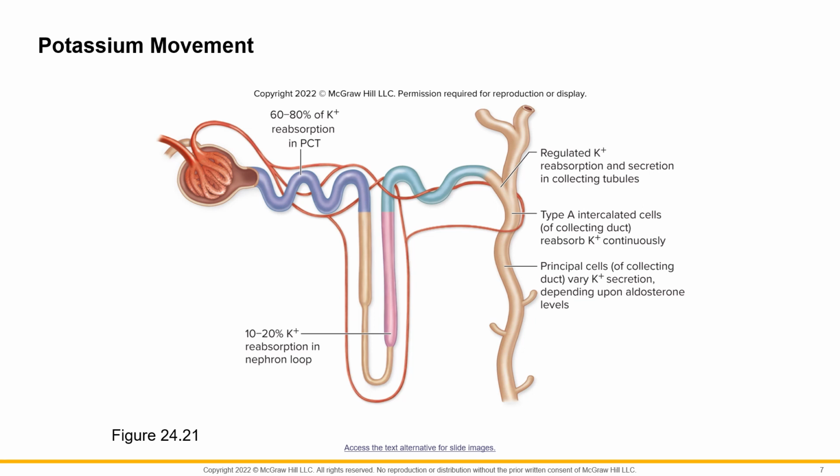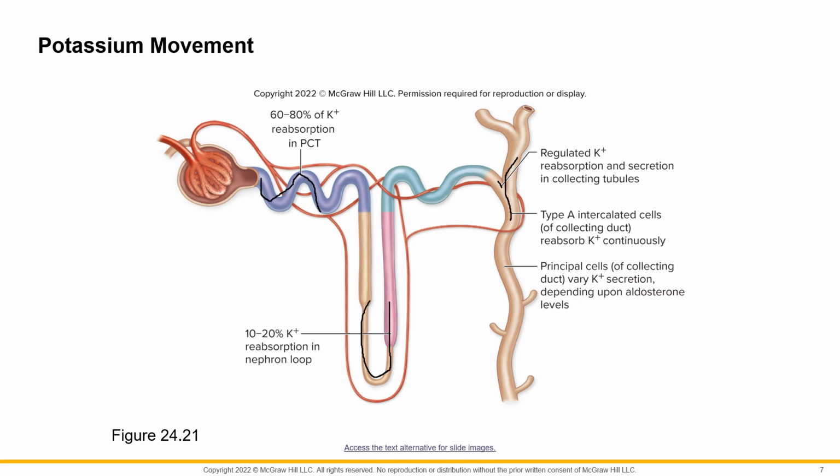The next important ion is potassium ion. And we know potassium ion is important because we've seen it, muscles need potassium to come back to a relaxed state. Potassium ions are important for repolarization in general because of your sodium and potassium pump. So we've gone through the physiology of that already. So most of the potassium, again, is absorbed in the proximal convoluted tubule, about 60 to 80%, 10 to 20% in the nephron loop, and the rest is regulated in your collecting tubules and the collecting duct.